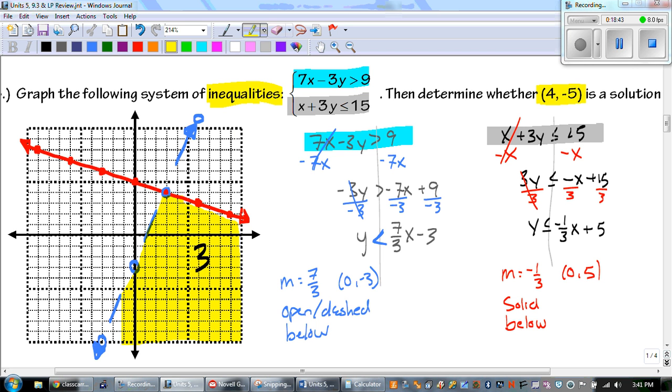Okay? So go ahead and shade everything in region 3. All right, finally I'm done.